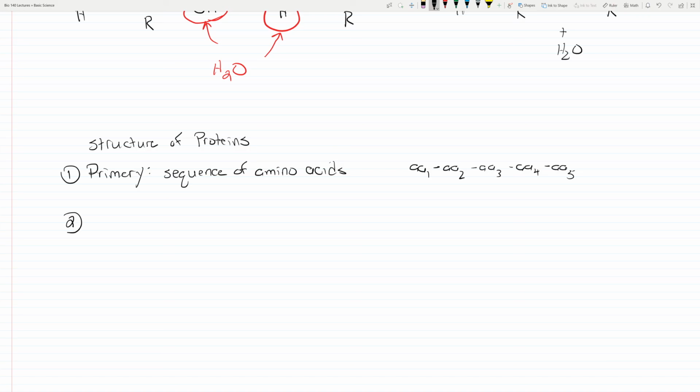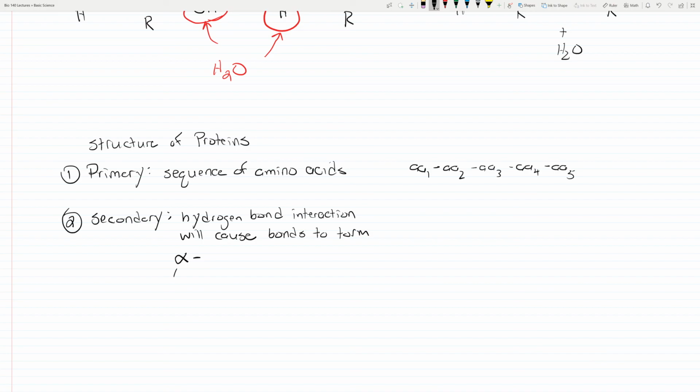And that is called secondary structure. Secondary. That is a secondary shape. And what that is, is hydrogen bond interactions will cause bonds to form, alpha helices, or beta pleated sheets.